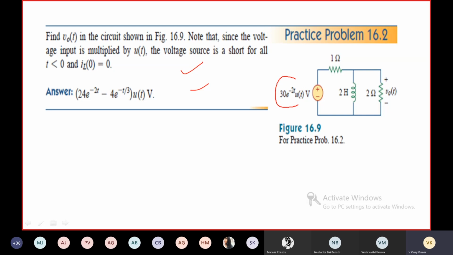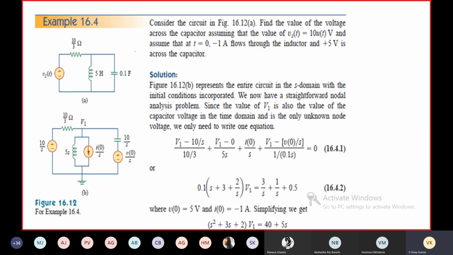Here see, 30 into e power minus 2t into u of t. You know how to write this. Is there any initial value? No initial value. Easy only. Okay, last and final problem. We have two more problems.